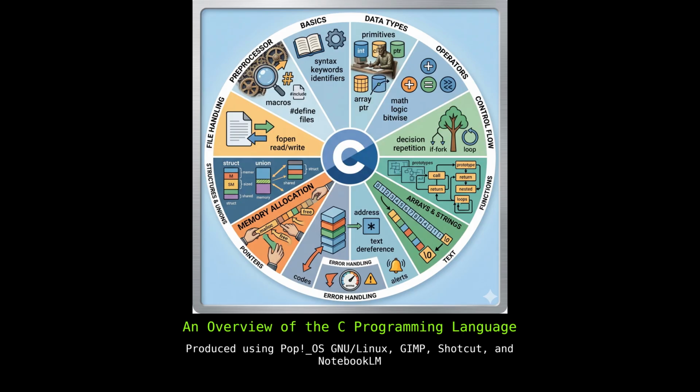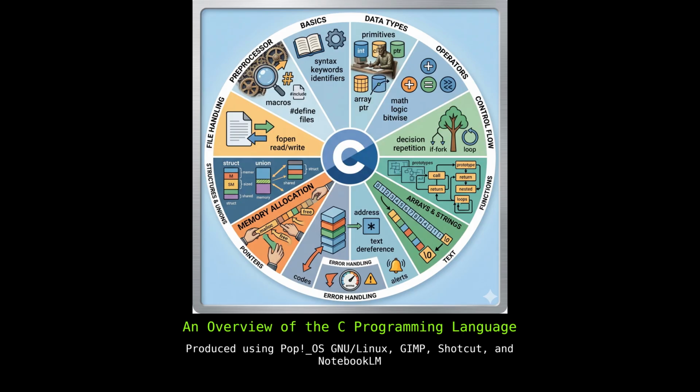Yeah, because as the language exploded in popularity throughout the 80s, different compiler manufacturers were introducing their own slight variations. Which I assume broke things. Yeah, it was leading to fragmented code. So standardization ensured that a well-written C program could run seamlessly on virtually any machine, effectively future-proofing the language.